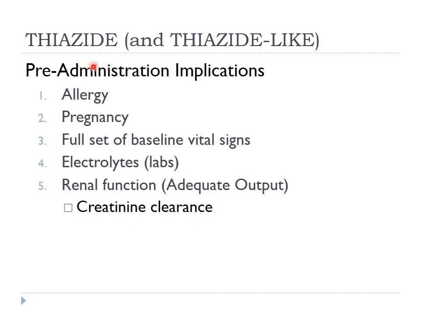Pre-administration implications: allergy, pregnancy, a full set of vital signs, and electrolytes as well, because we want to see after giving this drug if there are any major changes, whether or not those changes in electrolytes were there to begin with, or whether they were caused by the drug. And we want to look at renal function as well, because you need adequate renal output with this drug. You better make sure you have a good creatinine clearance.